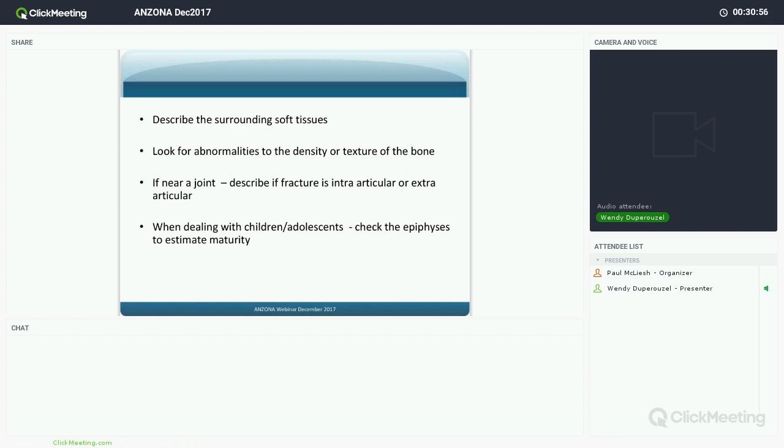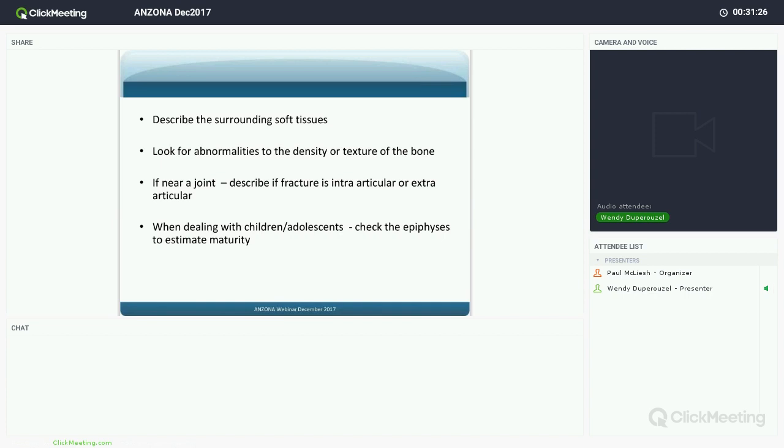And certainly with our older patients, our proximal femur fractures, this is an important part for us to be assessing: what are the state and the health of those bones, how much degree of osteoporosis are we looking at. If the fracture is near a joint, what we want to do is describe whether it goes into the joint, so it's intra-articular, or whether it's extra-articular. So that's another thing that we can describe.